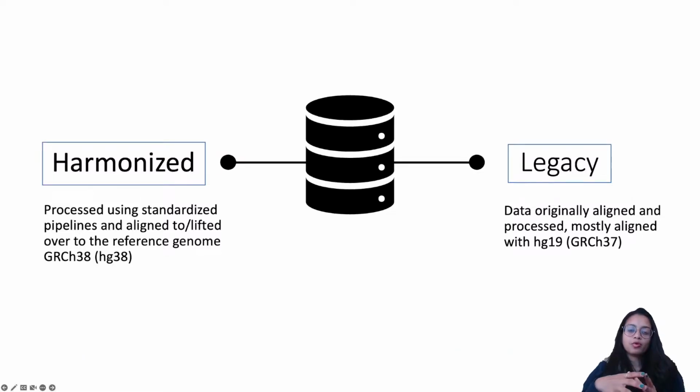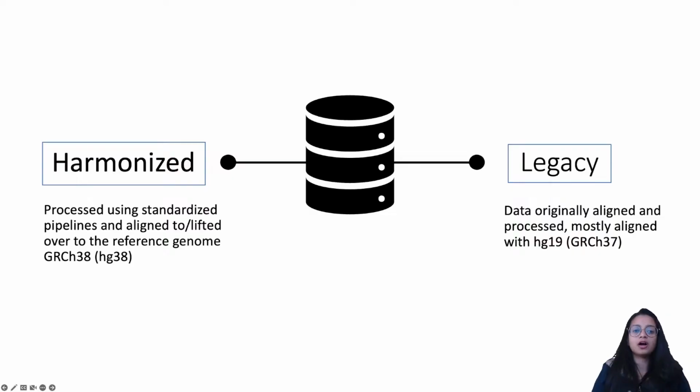So, talking a little bit more about the type of data that is present on the GDC portal, these are the terms that you will frequently encounter when you're trying to download data from the GDC portal. Data can be of harmonized type or of legacy type. Harmonized data are essentially data from many cancer projects which are processed using standardized pipelines, and they're usually aligned to or lifted over to HG38. If you're not sure what HG38 is, I have previously made a video talking about what HG38 is and the difference between HG38 and HG19, and I will add the link to that video in the description section below.